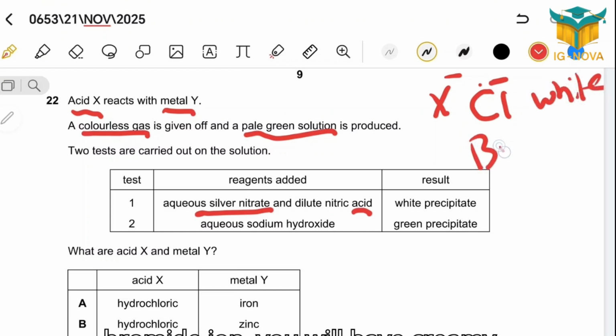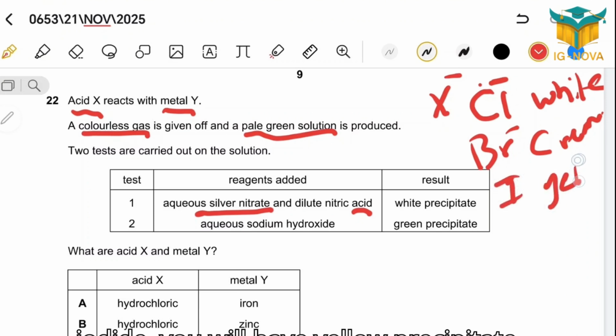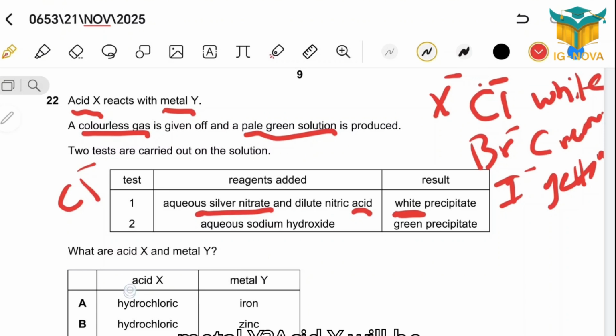If you have bromide ion, you will have creamy precipitate. If you have iodide, you will have yellow precipitate. So just a reminder of the halide ions. Here you have white, so that means we have chloride ion. Of course, the chloride ion came from the acid, so we know that we're having an acid called hydrochloric acid. So check the choices. What are acid X and metal Y? Acid X will be hydrochloric acid. So A and B are accepted, while C and D are cancelled out.